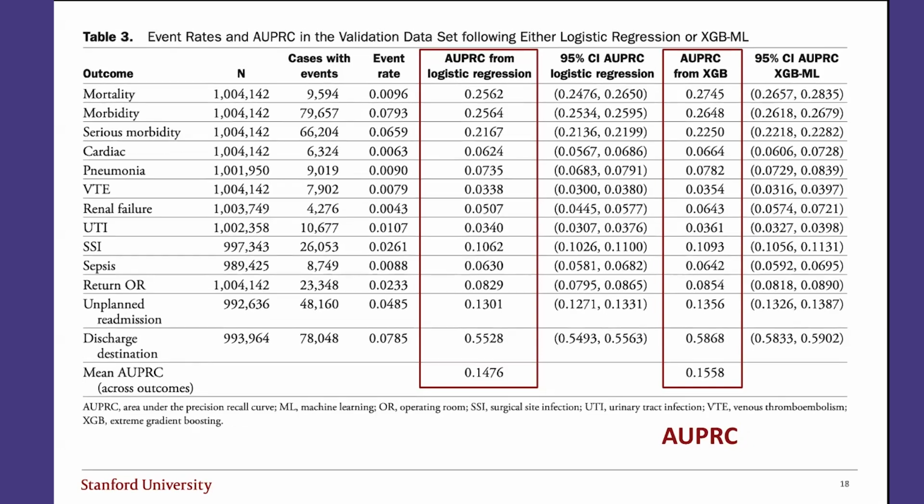Here's the AUPRC for the same data set and the same models. You'll see that the values are much lower, but you can also see that XGBoost is doing a better job.